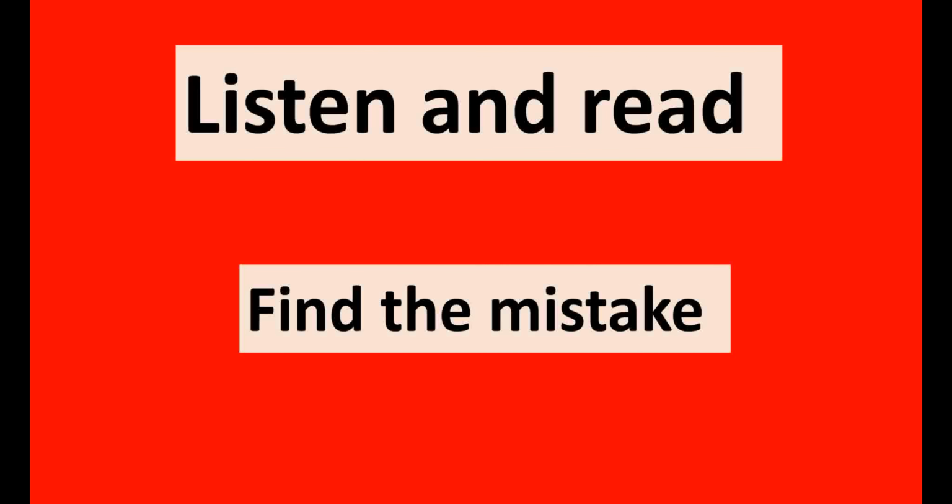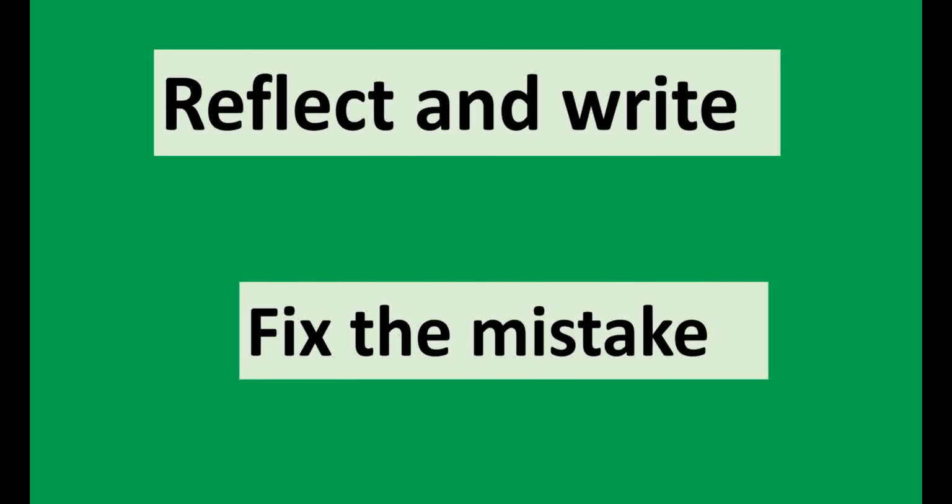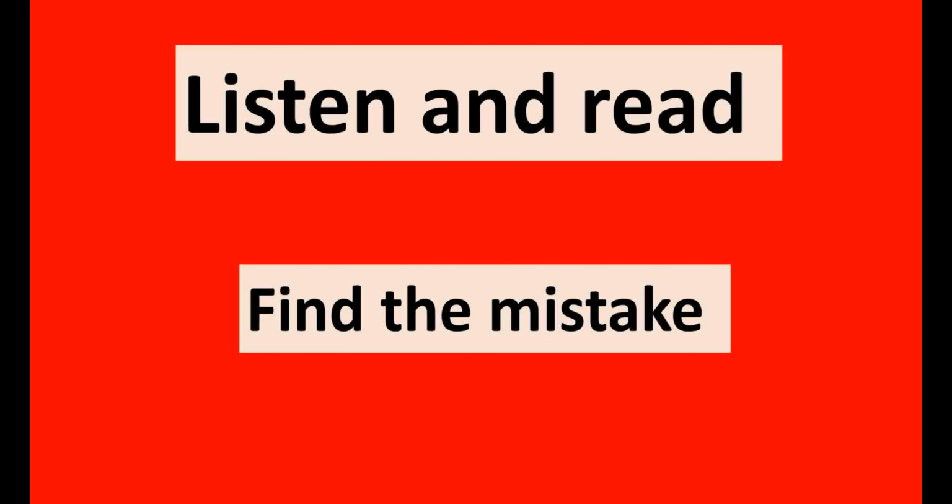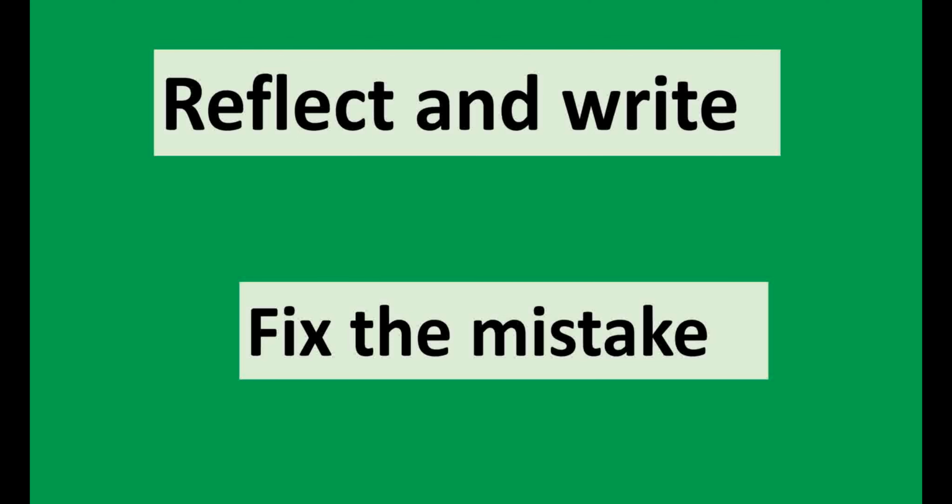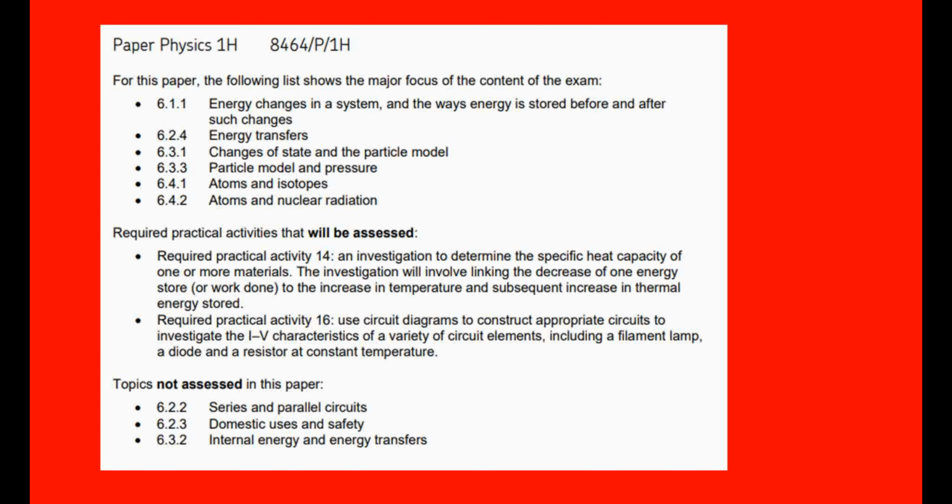So when it's red, we're listening and we're reading, but when it's green, that's when we're reflecting, that's when we're writing, that's when we're fixing the mistakes. That's when we're doing. So the red is when we're listening, the green is when we're doing. Okay, now this is the advanced information that you should have all seen before.